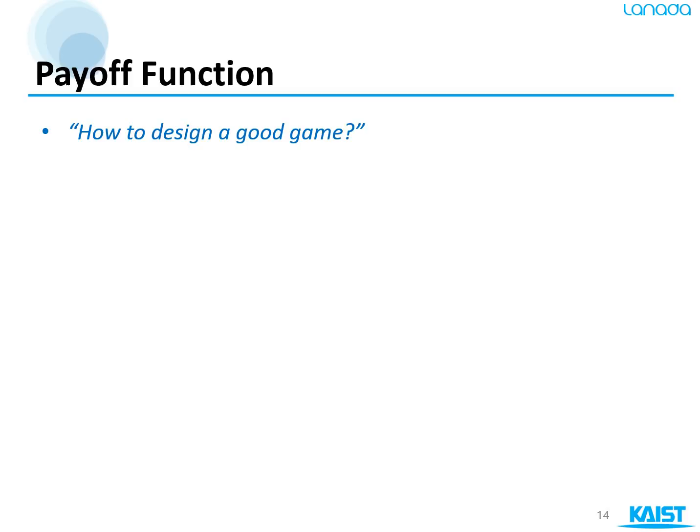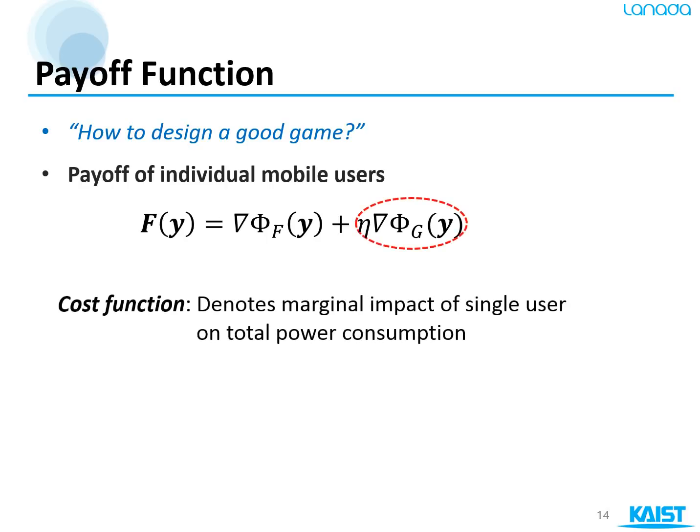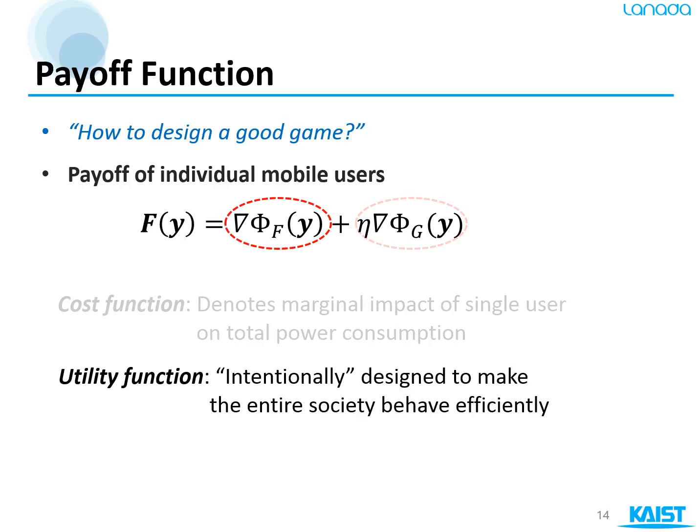The next question is how to design a good game. We can answer this question by suggesting a proper payoff function. The payoff of individual mobile users is simply suggested as a gradient of the social objective function. Here the cost function denotes the marginal impact of a single user on total power consumption, and the utility function is intentionally designed to make the entire society behave efficiently.